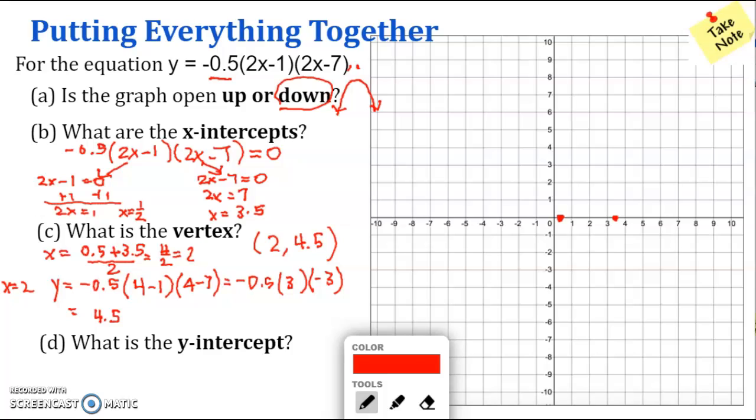Okay, so let's put that down. 2 comma 4.5 is going to be right there. So I have my vertex, 2 comma 4.5.